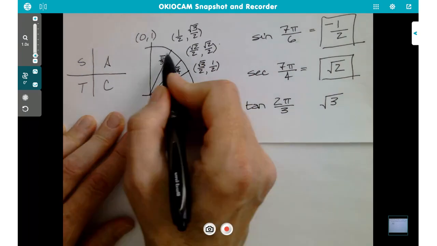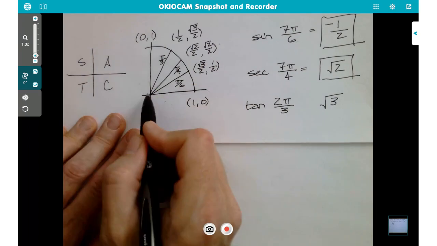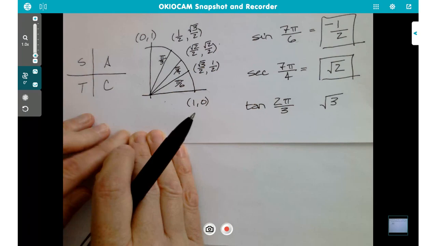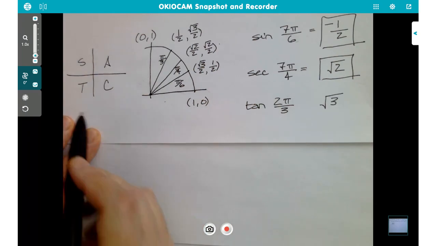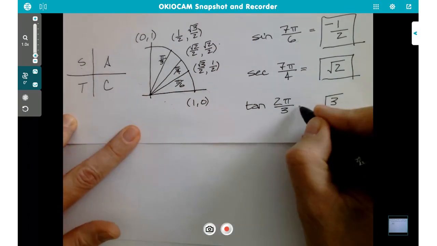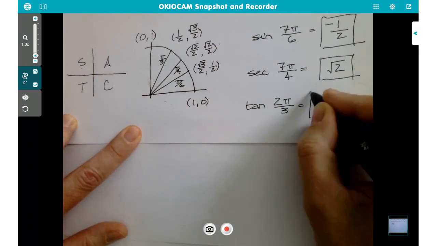2 pi over 3, this is 1 pi over 3. 2/3 is less than 1, so I don't get all the way around to pi. I'm in quadrant 2. 2 pi over 3 is in quadrant 2. In quadrant 2, sines and cosecants are positive, which means tangents are not. And we're there.